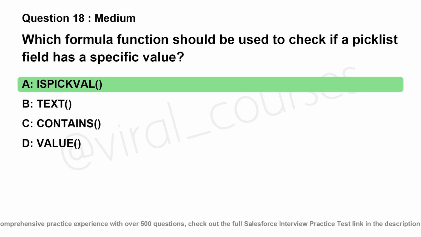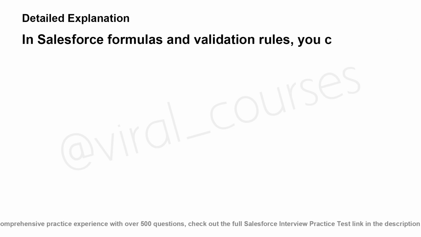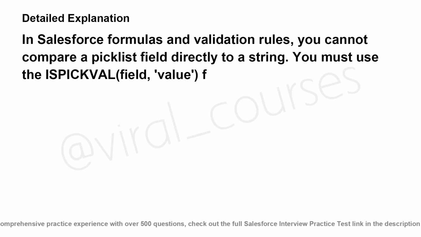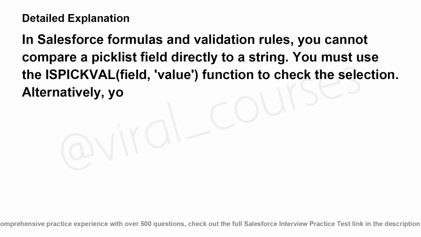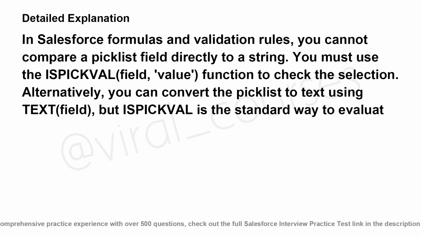The correct answer is A. In Salesforce formulas and validation rules, you cannot compare a picklist field directly to a string. You must use the ISPICKVAL field value function to check the selection. Alternatively, you can convert the picklist to text using the TEXT function, but ISPICKVAL is the standard way to evaluate picklist choices.